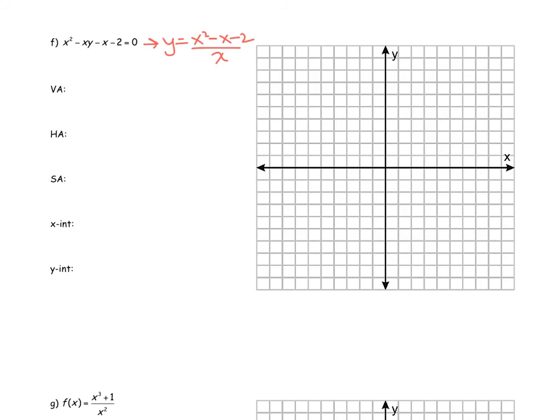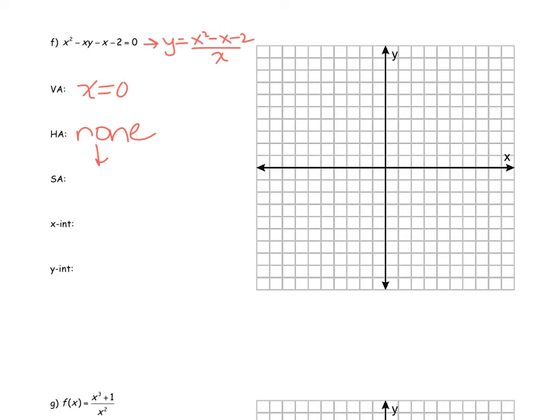The vertical asymptote we know is always when that denominator is equal to 0. So if I set this denominator equal to 0, I know x is going to equal 0. Next, we have to figure out what the horizontal asymptote is. Since this is top heavy, we know that there is none, meaning there has to be a slant asymptote.